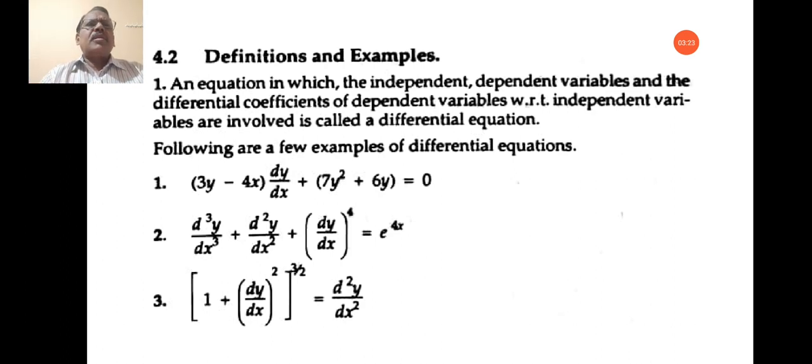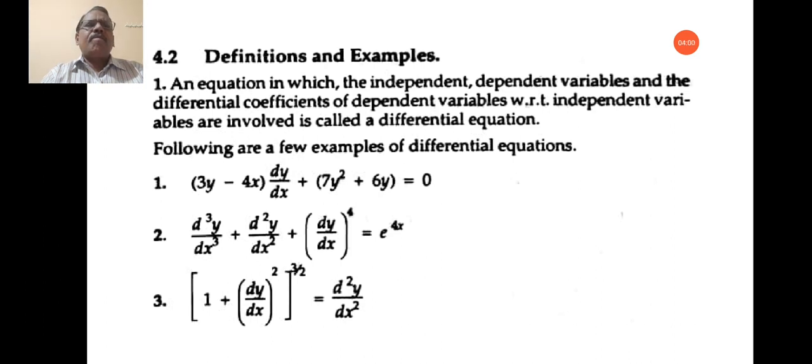The following are some examples of differential equations. 3x minus 4y dy by dx plus 7y square plus 6y is equal to 0. So, this is one differential equation. Its order is 1. It is a first order and first degree equation. You know about this order and degree.